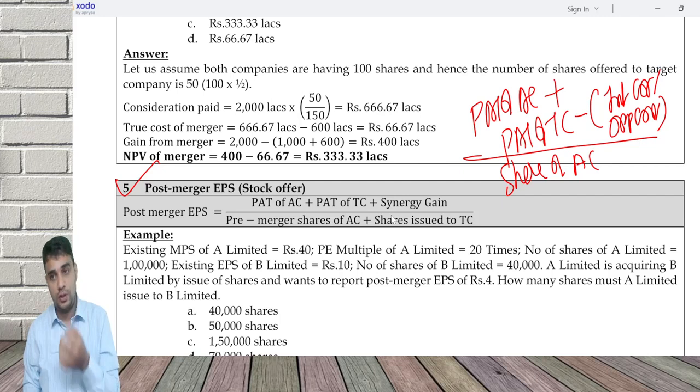Assuming you did not borrow, you had surplus money. If you had surplus money, you lose interest income on that 1,000 lakh. So one of the two can happen: either you incur interest cost or you lose interest income. One of them can happen.